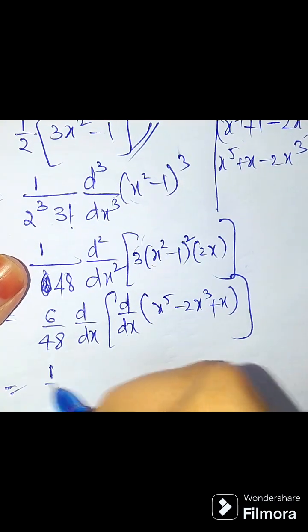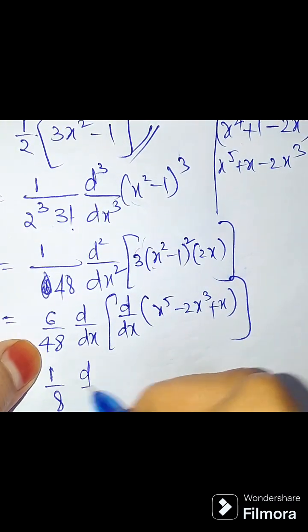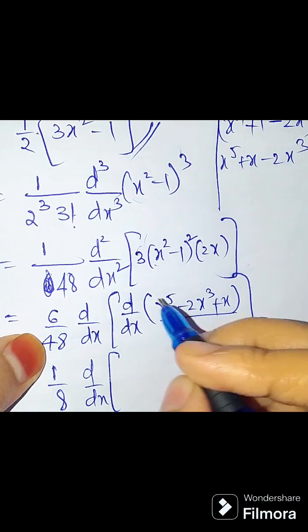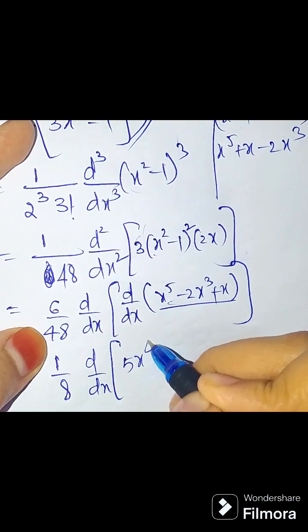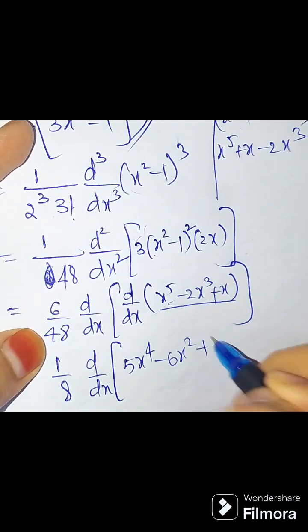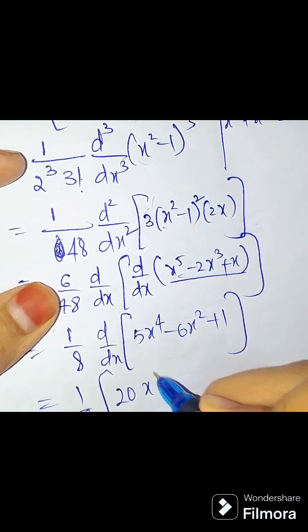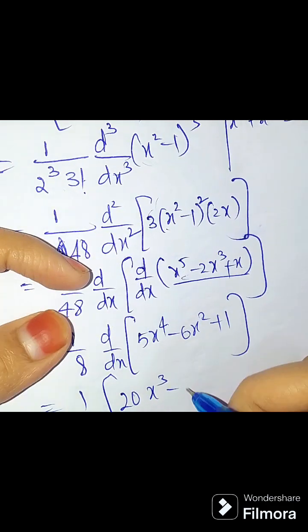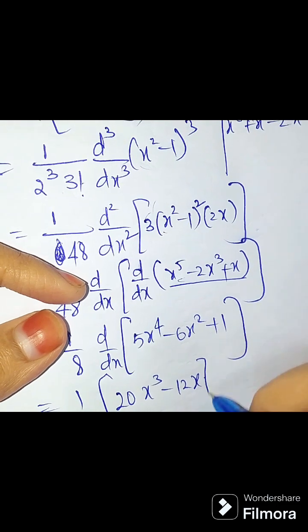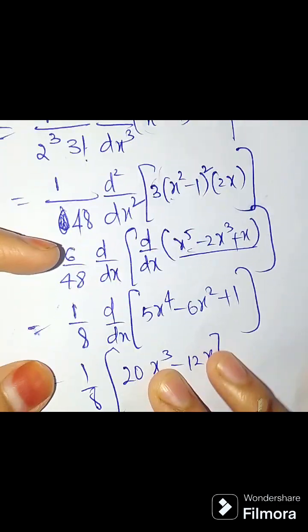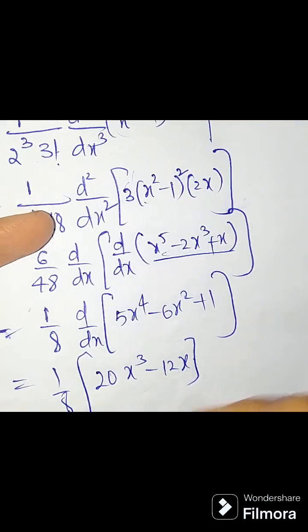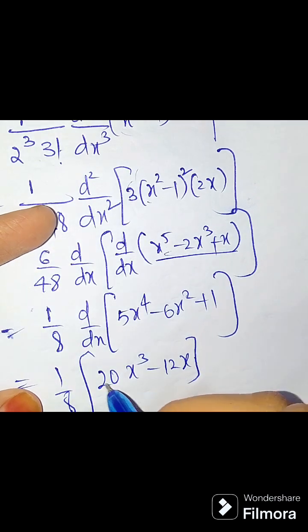And now what is derivative of this? X power 5, 5x power 4, 6x square plus 1. Next derivative will be 20x cube minus 12x. That's it. So if I take out common 4, this will be, this is your final P3 of x.